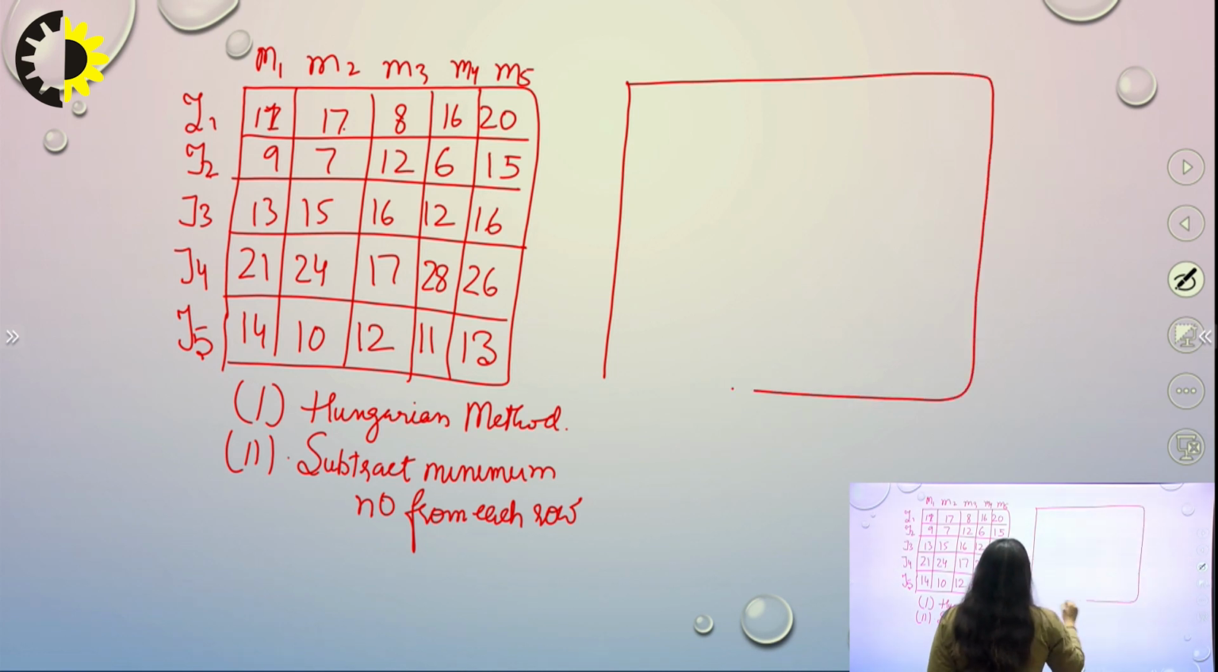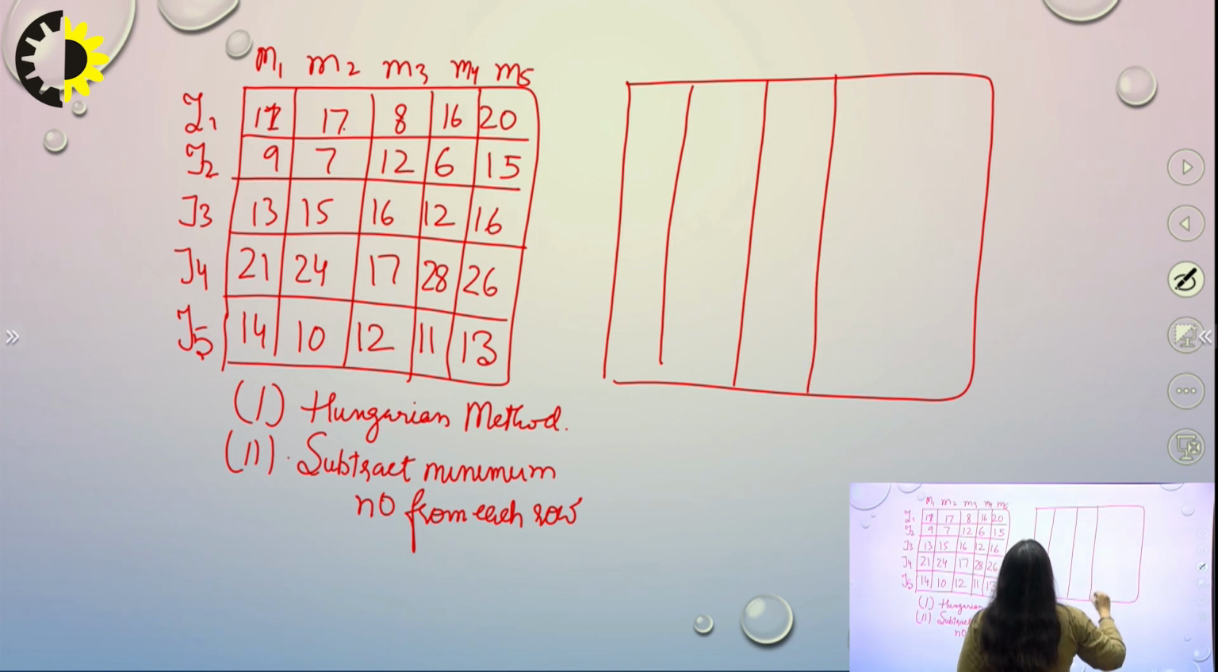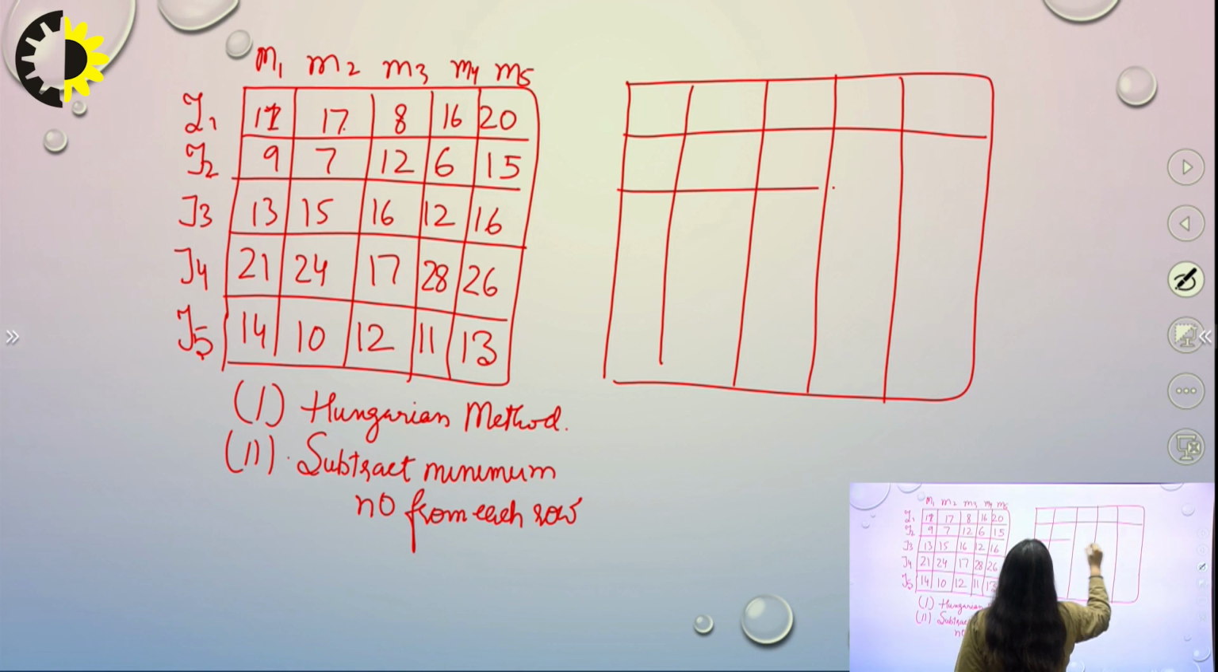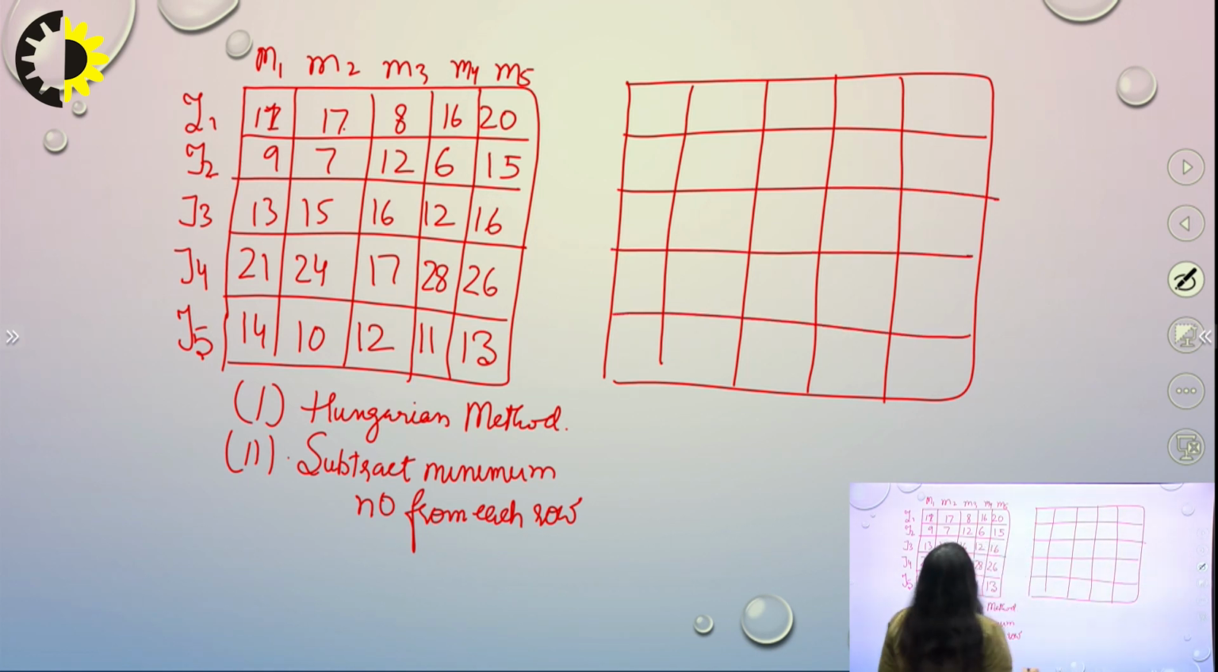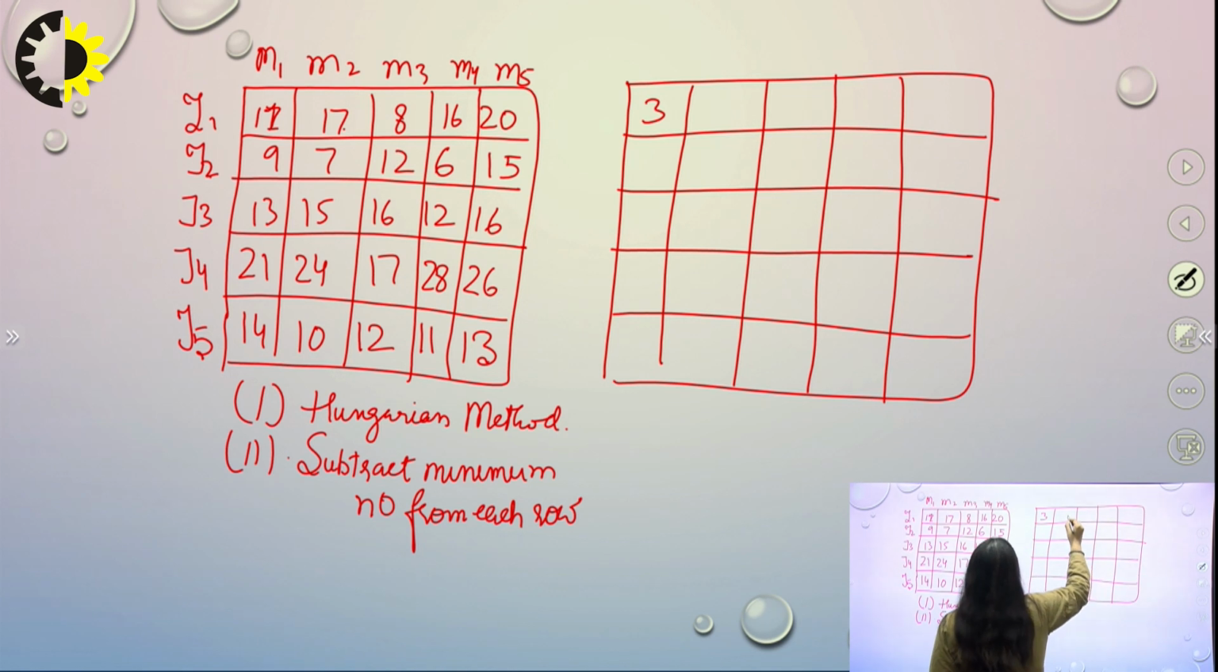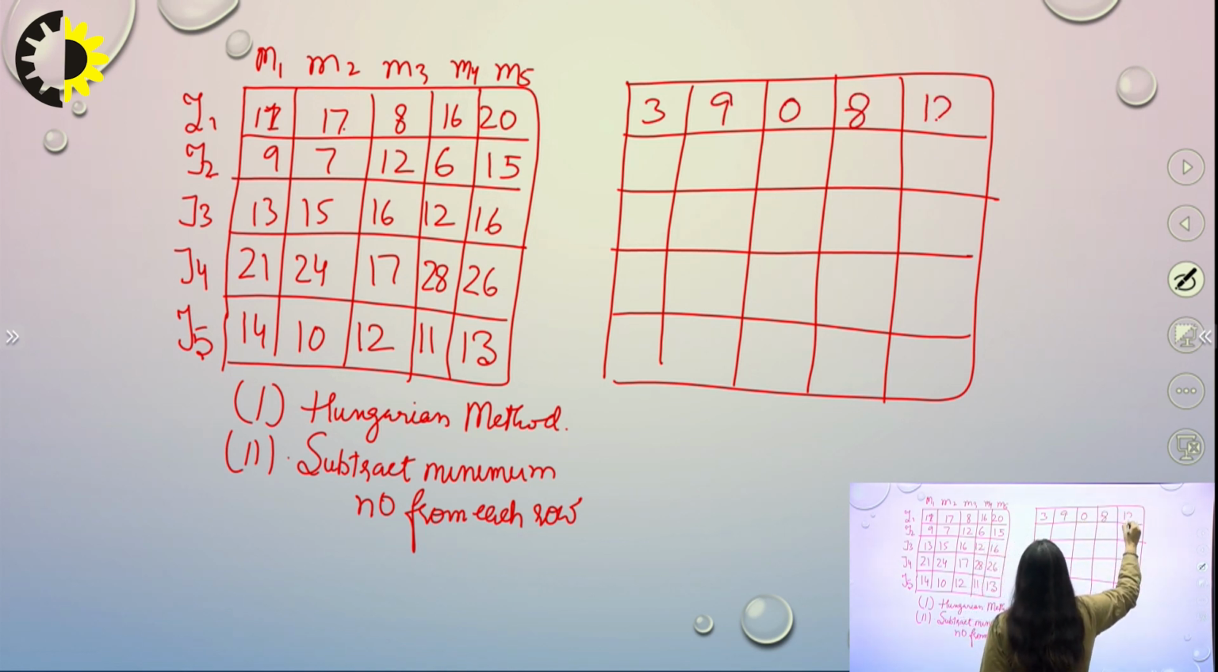For example, here you can see 8 is the minimum element in row 1. So we will subtract 8 from this whole row, like 11 minus 8 is 3, 17 minus 8 is 9, 0, 8 and 12.